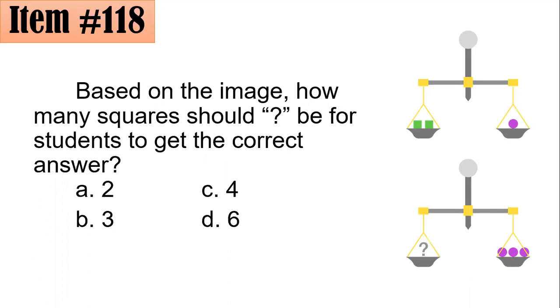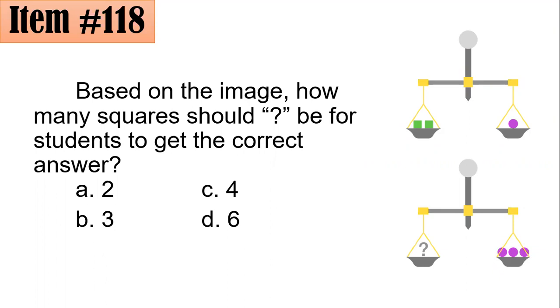118. Based on the image, how many squares should the question mark be for students to get the correct answer? 2, 3, 4, or 6? Wala rin po sa copy ninyo. Sige po, bonus po ulit. Sorry. Sige po. So correct po kayo. Meron po dalawang items na bonus. Dito po. Ano pong sagot ninyo? If ever po.